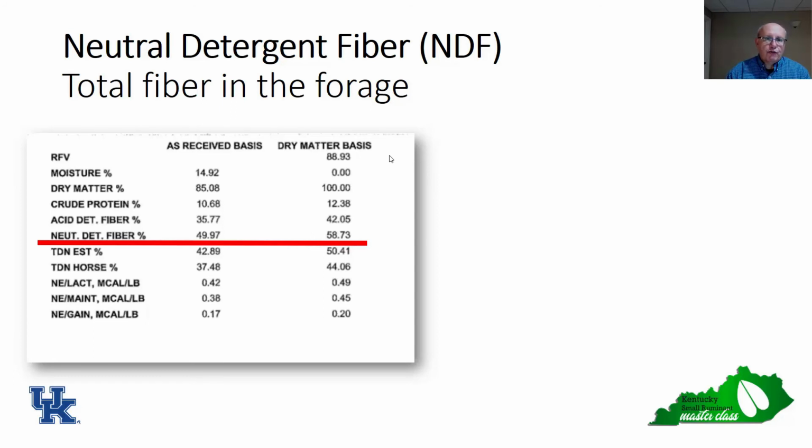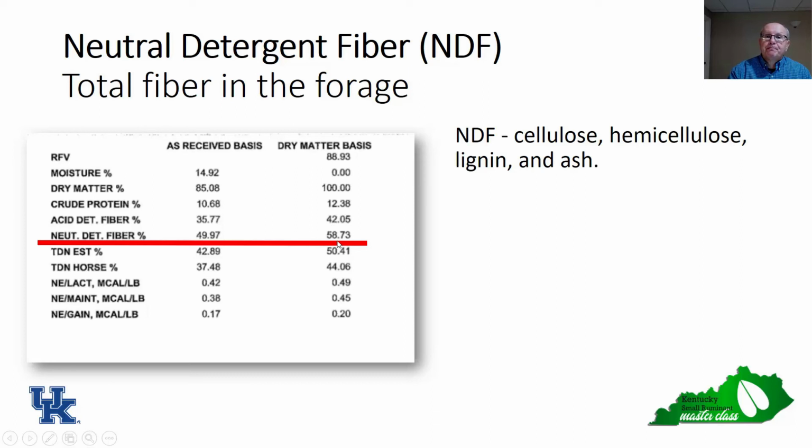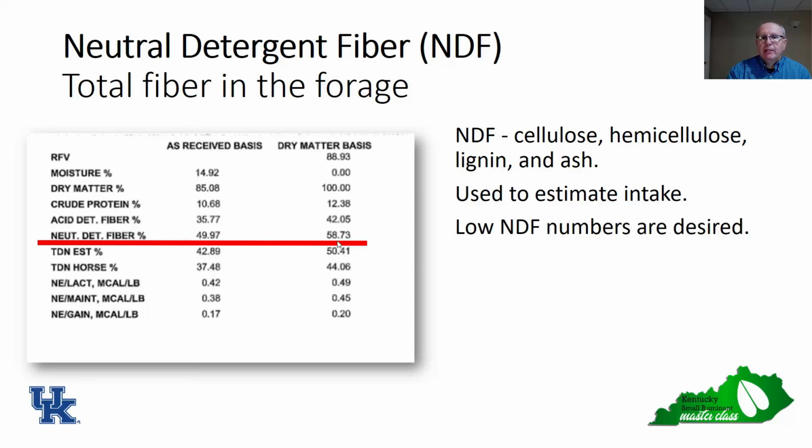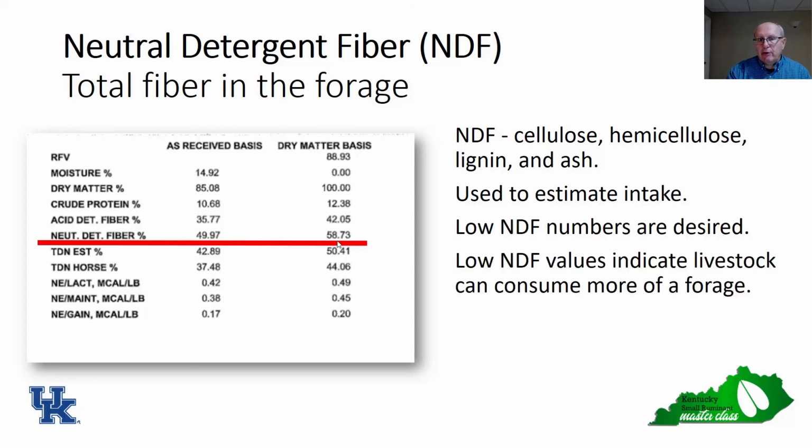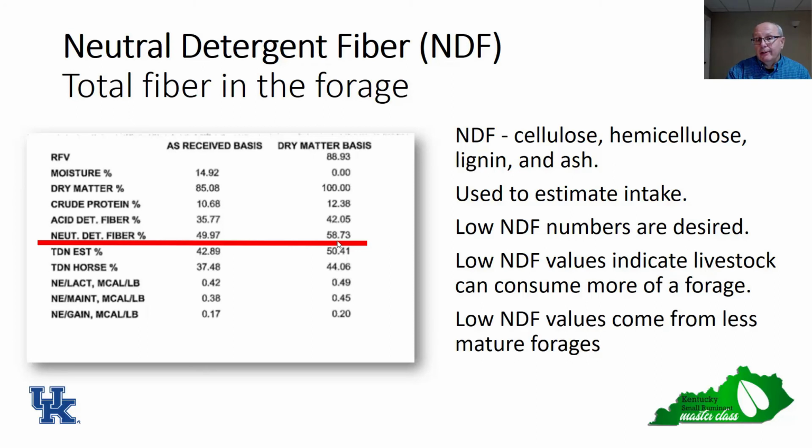NDF, neutral detergent fiber, is the total fiber in the forage. And in this sample, it's 58.73. As we said, it's composed of cellulose, hemicellulose, lignin, and ash. Used to estimate intake, low NDF numbers are desired. Low NDF values indicate livestock can consume more of a forage, and low NDF values come from less mature forages.